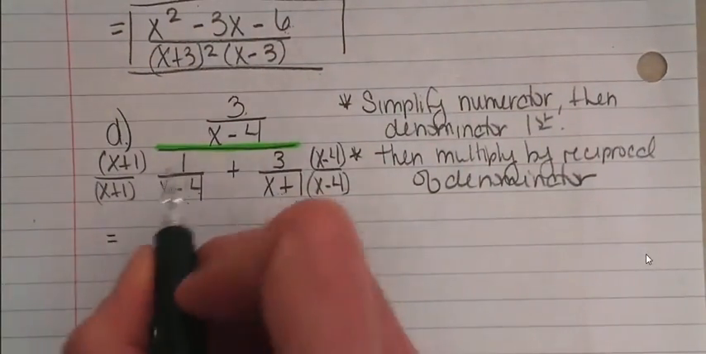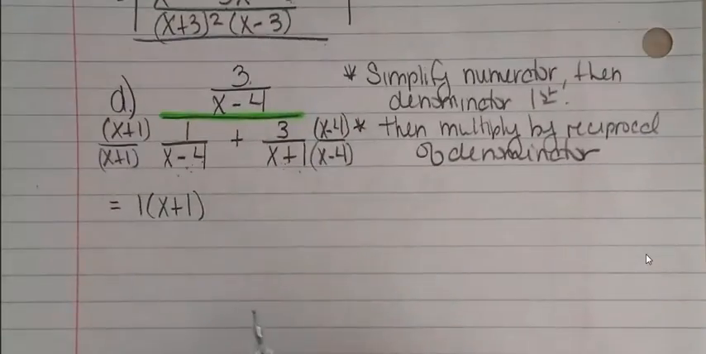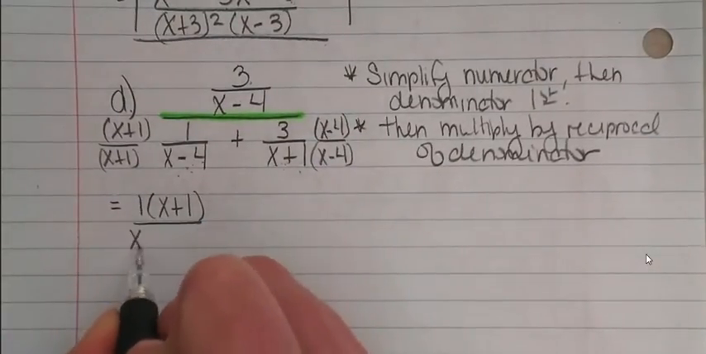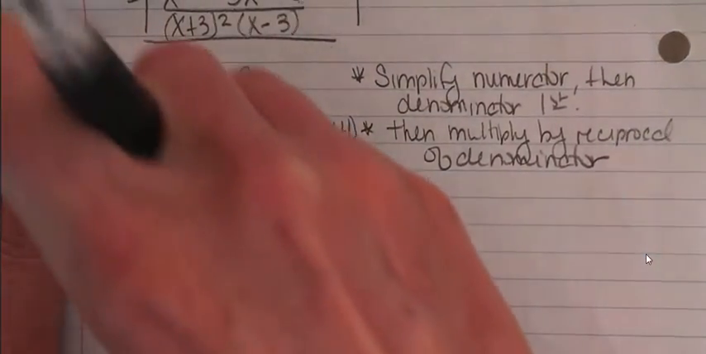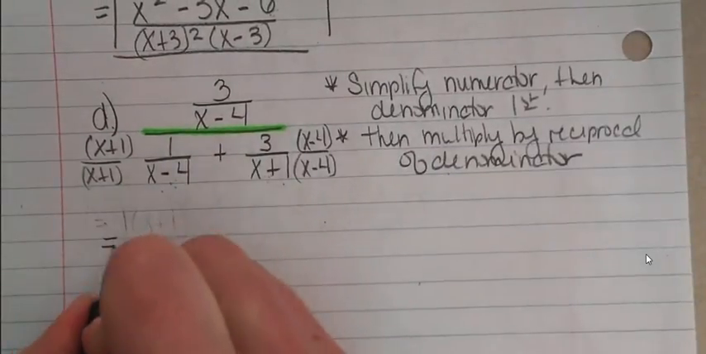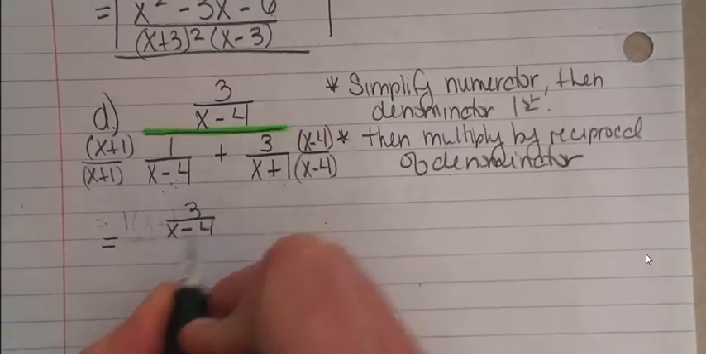Okay, so up here I've got basically 1 times x plus 1 over, oh, I should leave the numerator. Sorry, give me a minute. I got a little bit excited there. I was just working on the denominator. Okay, leaving the numerator where it is, so that's 3 over x minus 4.